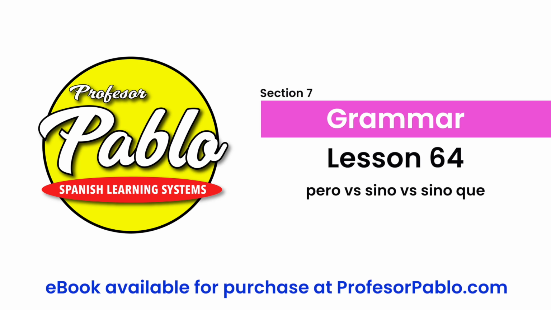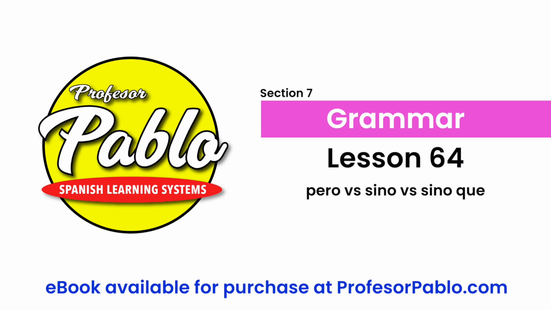That's why we have a minus and a plus. So you start off with a no and say you're not going to do something, rather instead you're going to do something else. For example, no vamos a ir al partido, sino que vamos a ir a la iglesia. We're not going to go to the game, rather we are going to go to church.